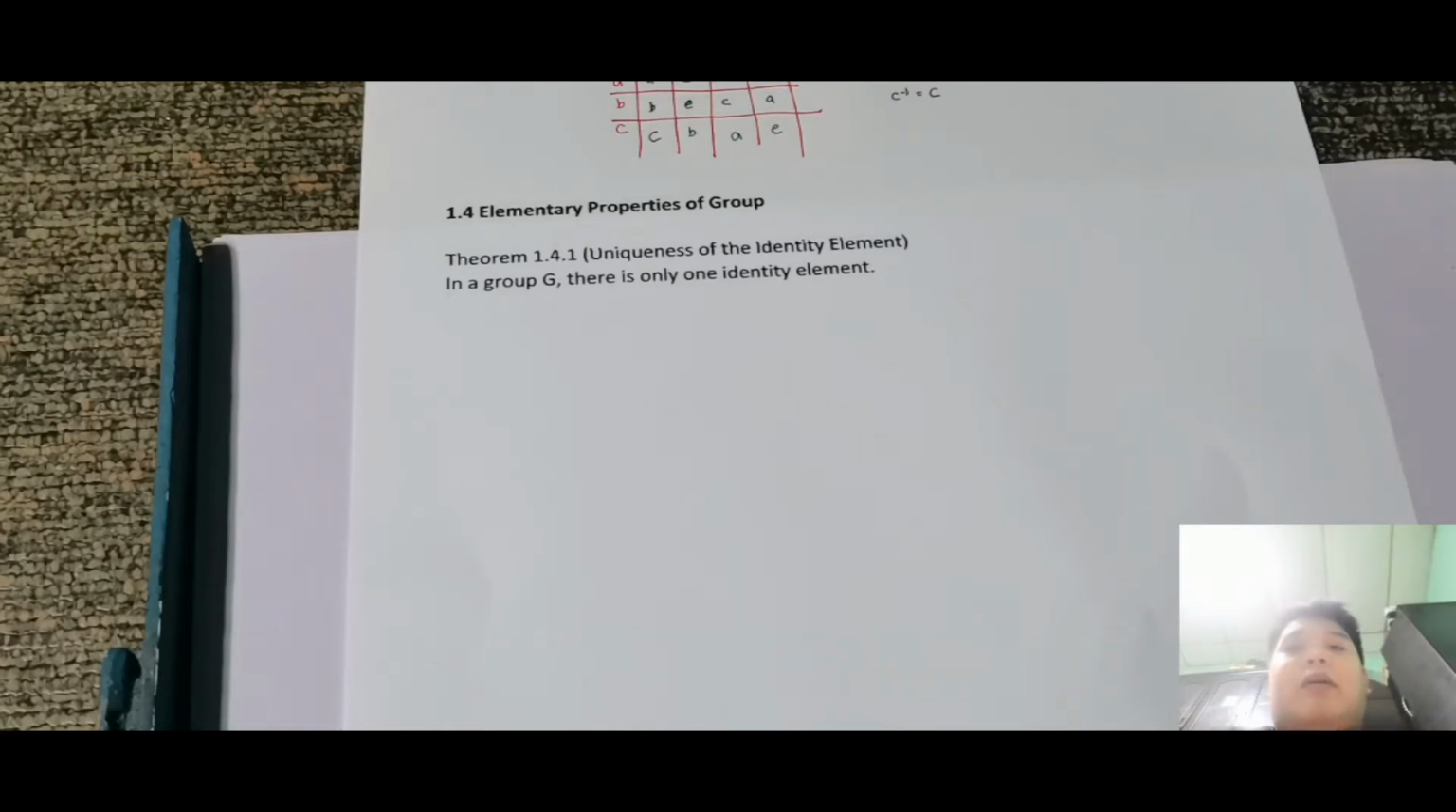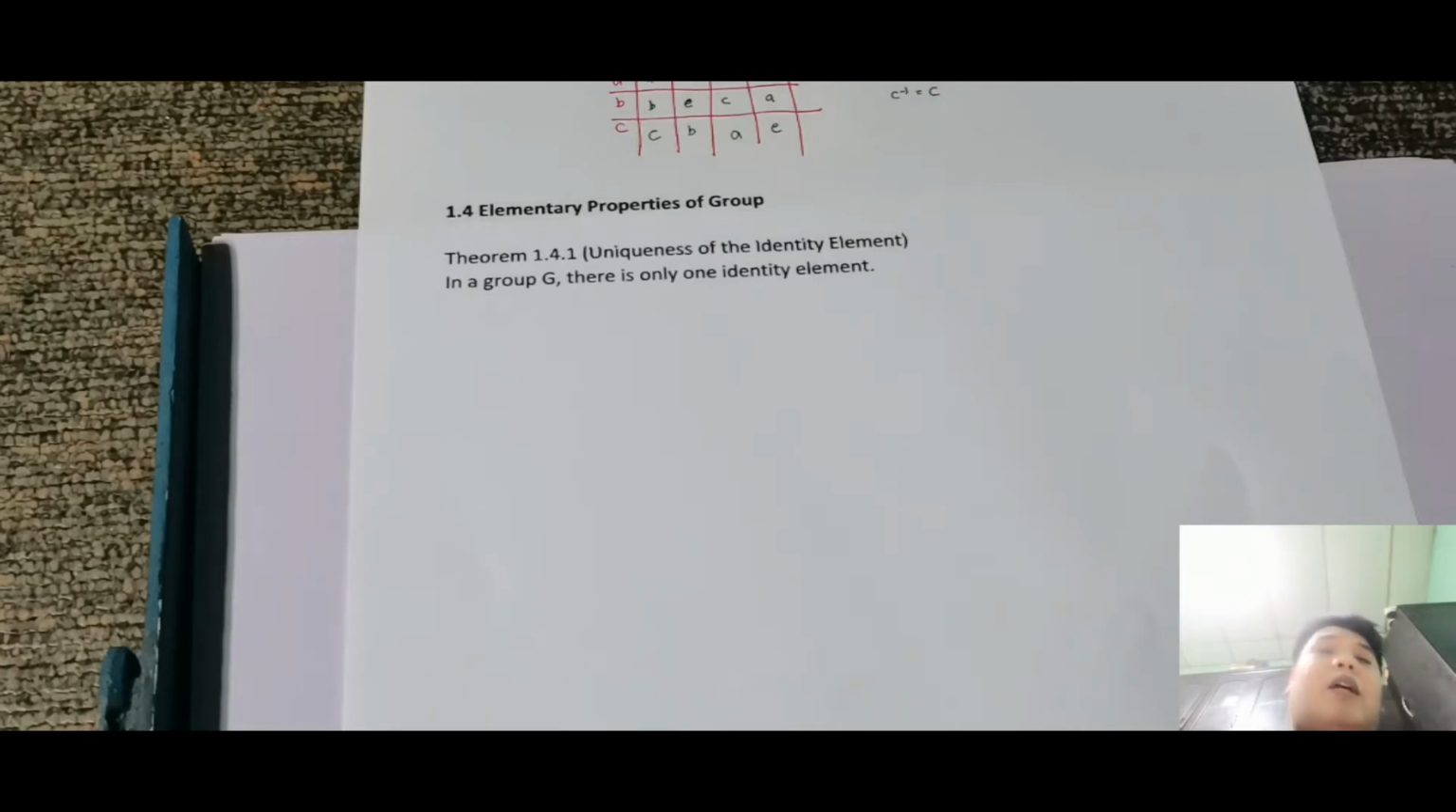So for example, we have theorem 1.41. So we have the uniqueness of the identity element. So in a group G, there is only one identity element. So again sabi ko naman to dati pa sa mga previous video, nag-iisa lang yung identity element. So ang sabi dito, in any group G, so arbitrary G yan, arbitrary group G yan with asterisk, so there is only one identity element.